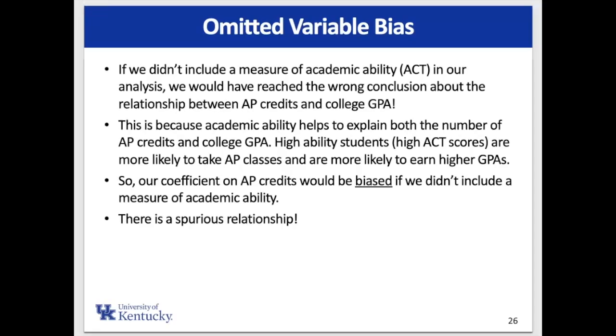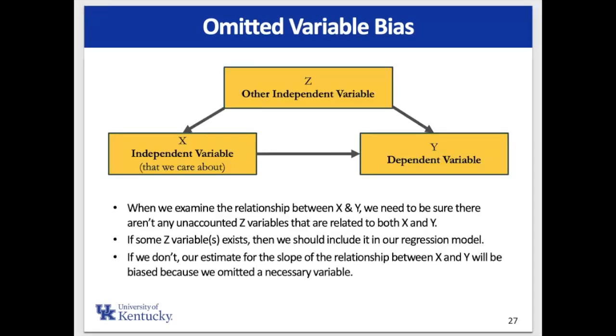So we're going to look at it one more way. We have our omitted variable bias, which is what we're still thinking about, where we have other independent variables, and we have our independent variable and our dependent variable. When we examine the relationship between x and y, we need to be sure that there aren't any unaccounted-for z variables that could relate to both of them.